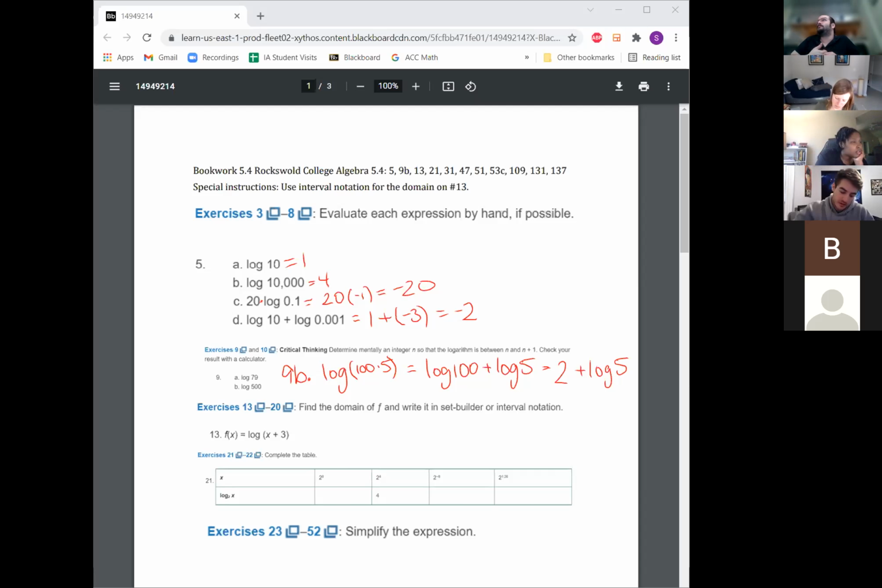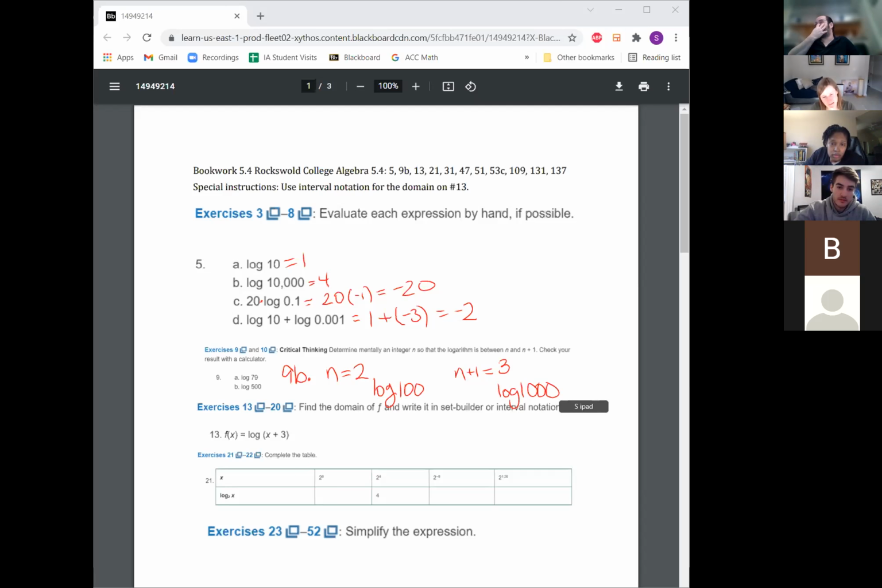I just found an integer that was underneath it, that if I added 1 to it, it would make the whole thing above 500. The integer I got was 2, because 10 to the second is 100. If I add 1 to that and made the integer 3, it would give me 1,000. And 500 is in between 100 and 1,000. Okay, cool. So that's following the directions.